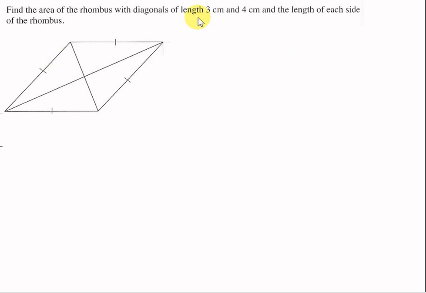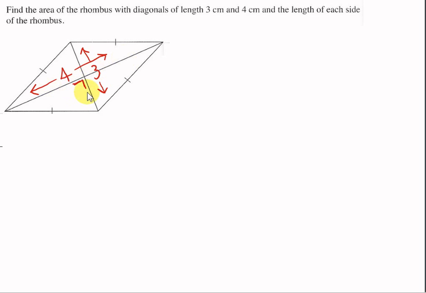Find the area of a rhombus with diagonals of length 3 and 4 centimeters, and find the length of each side of the rhombus. So the short diagonal here is 3 centimeters and the long one is 4. Well, we now know that the diagonals of a rhombus bisect each other, or well, the diagonals of any parallelogram bisect each other. But for a rhombus, the diagonals are at right angles to each other.